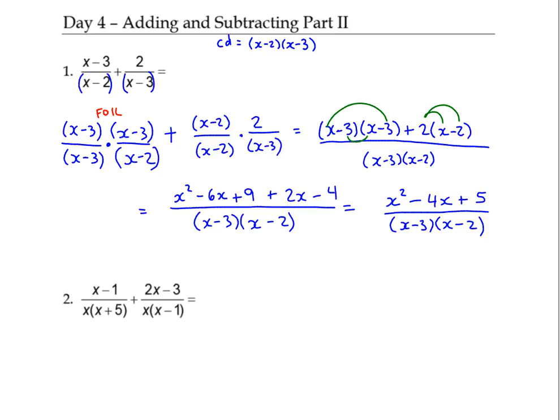It doesn't always, usually it won't cancel, but we double check. Is that factorable? No, the sign's incorrect, right? It doesn't factor because this is a plus 5, so the only way to do plus 5 and add to a negative is negative 5 and negative 1. That would add to negative 6. So it's not factorable. So we're finished, except for one thing. NPVs. X can't be what? Plus 3 and plus 2. There's our answer.